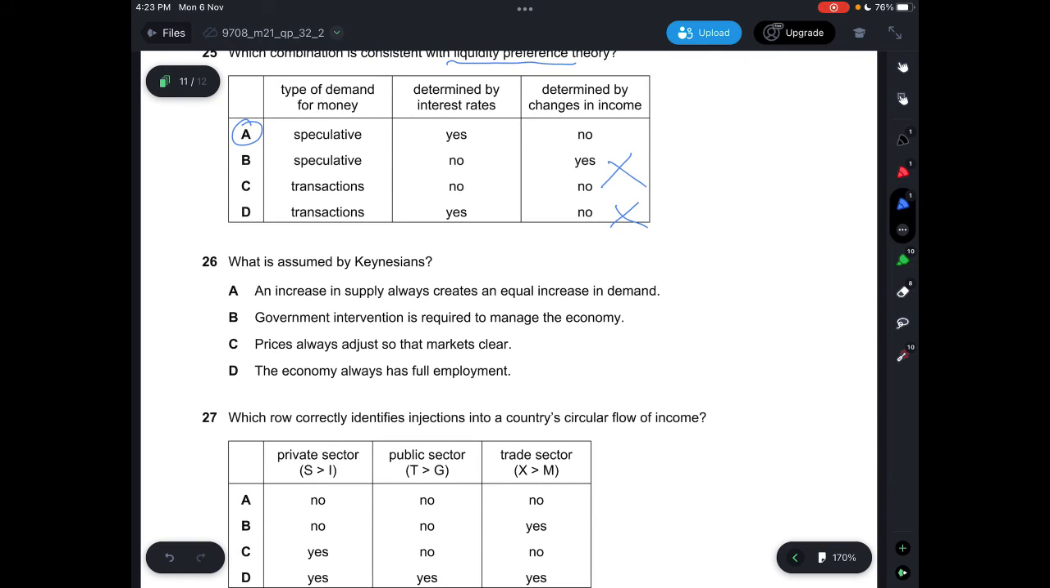Question 26, what is assumed by Keynesians? So Keynesians believe in government intervention. So if you look at the four options here, look at A first. An increase in supply always creates an equal increase in demand. This one is incorrect. B says government intervention is required to manage the economy, so this one is the correct answer. Let's look at the other two options. C says prices always adjust so that markets clear, incorrect. And D, the economy always has full employment, incorrect. This is not what Keynesians assume. The one that's being assumed is that government intervention is required to manage the economy, so answer has to be B.